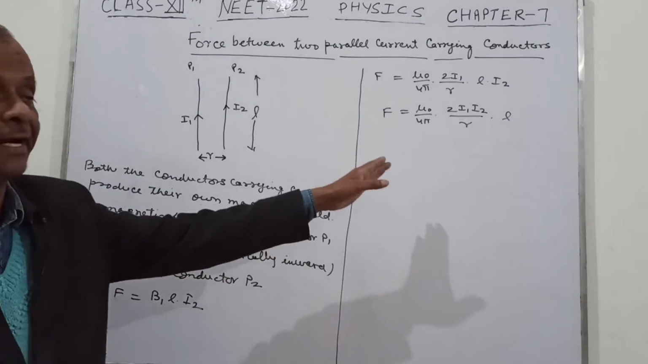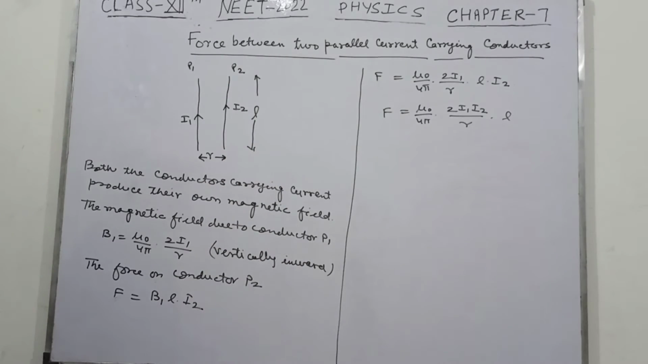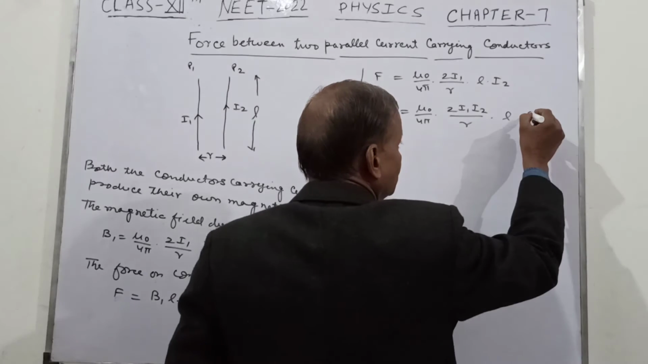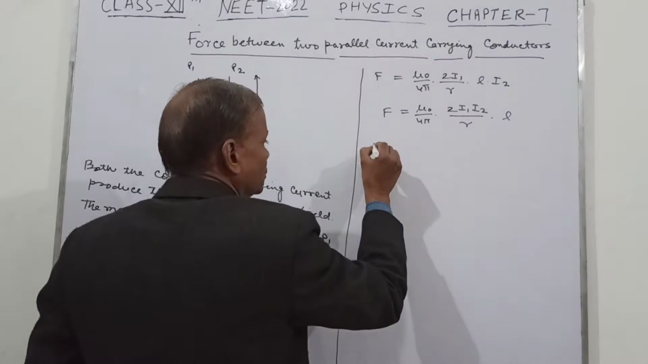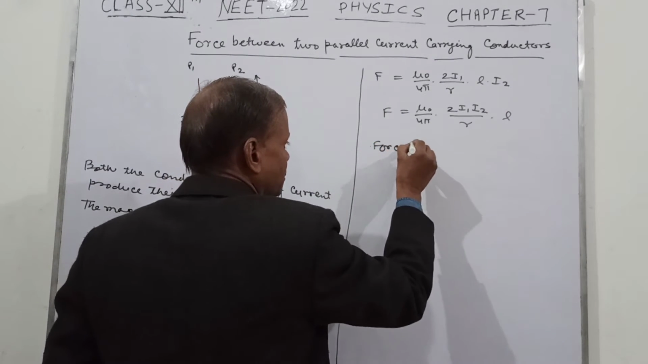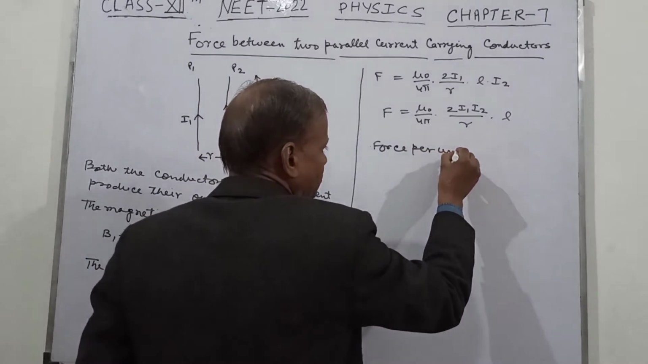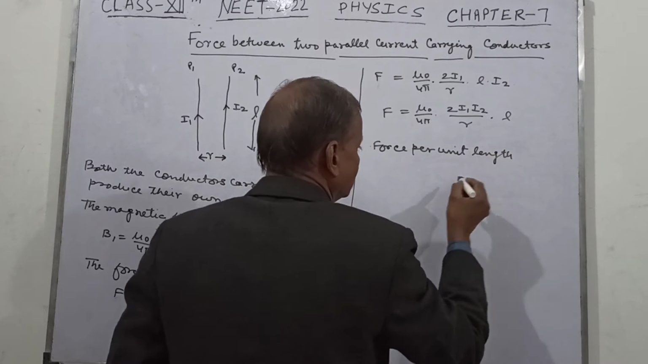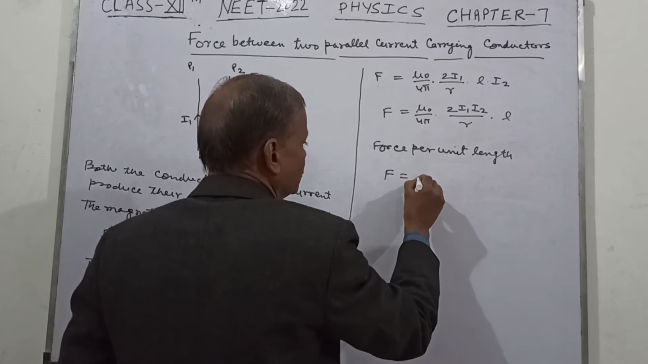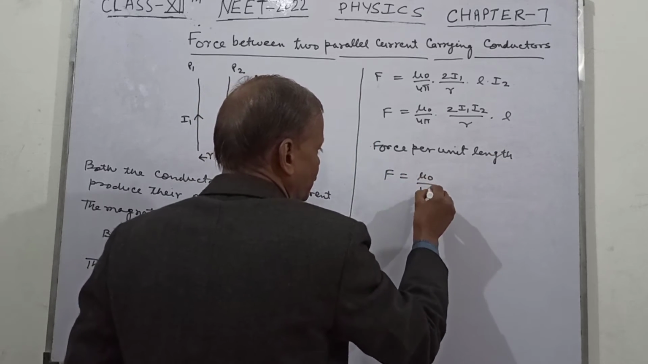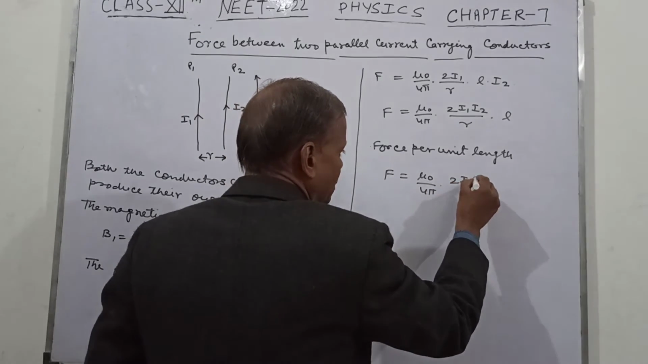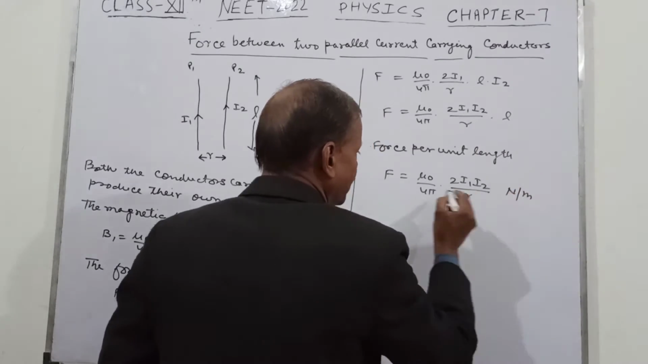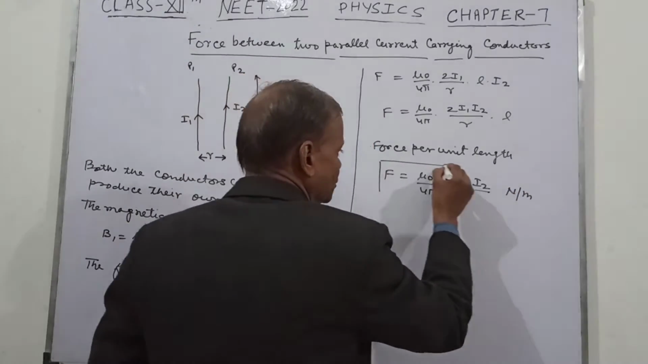Now so much force will act on this conductor. So the force per unit length, this F equal to mu naught upon 4 pi into 2 I1 into I2 upon R. So much Newton per meter.